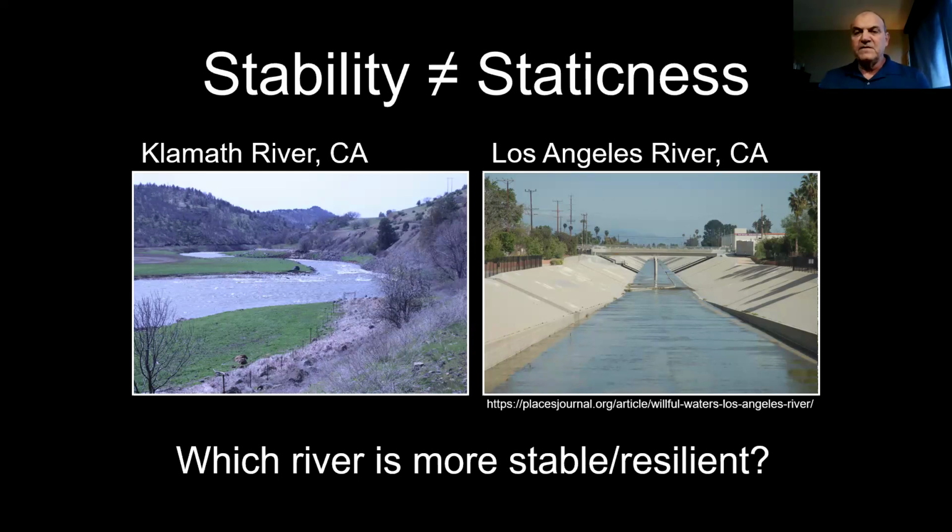The Los Angeles River, if that concrete breaks anywhere, we would expect rapid and dramatic changes along the river. The channel's shape would change very, very quickly if that sort of concrete failed at any one place. Whereas the Klamath River would be able to shift and move and maintain that shape, even though it's shifting across the valley floor.